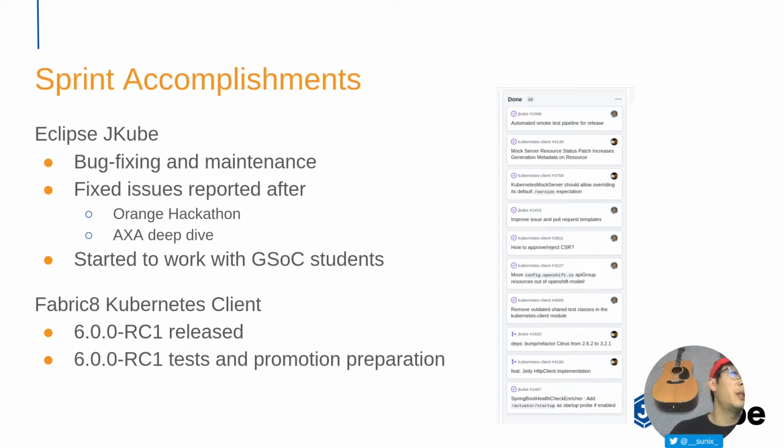During this sprint regarding JKube, we've been working on the usual bug fixes and maintenance. We have also fixed some bugs reported during customer events like the Orange Hackathon or the AXA Deep Dive. Last, we have also started mentoring students for the Google Summer of Code.